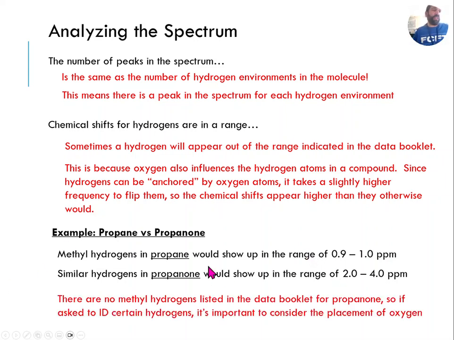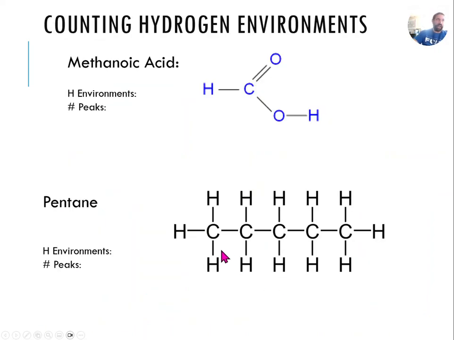Now, we don't have methyl hydrogens listed in the data booklet specifically for propanone. So if you're asked to identify certain hydrogens, it's important to consider their proximity to oxygen, because if those hydrogen atoms are close to an oxygen, then the range will be a little bit higher.